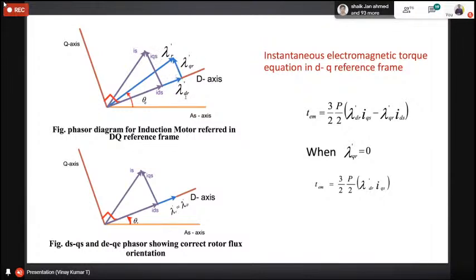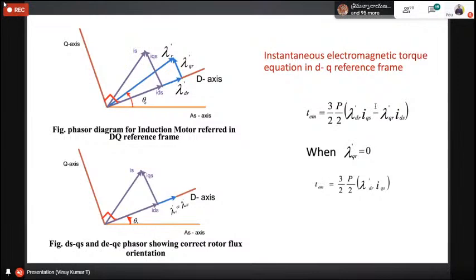One is lambda dr and the other is lambda qr, right? D and Q are reference points. So this is the position of the resultant rotor flux. Finally, after applying the Clark transformation, you will get this phasor diagram. The torque expression is fourth order. So this is the advantage of the Clark transformation.